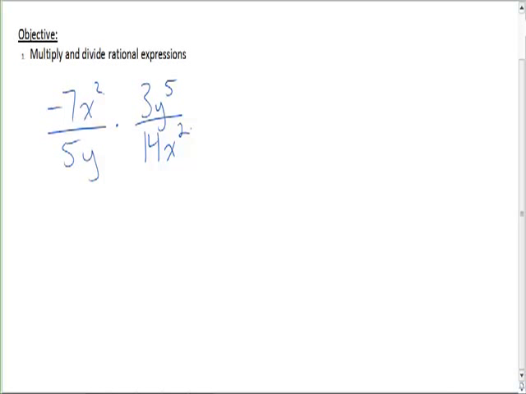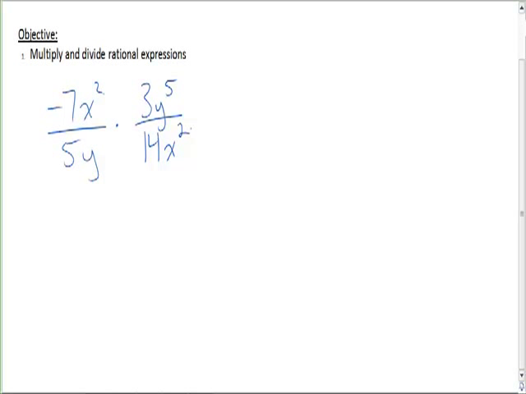Well, as you'll recall, when we multiply fractions, we just multiply straight across, top times top, bottom times bottom. So one way you could do this to maybe make it simpler for you is to just list everything out on the top and everything out on the bottom, and then start canceling out anything you could.